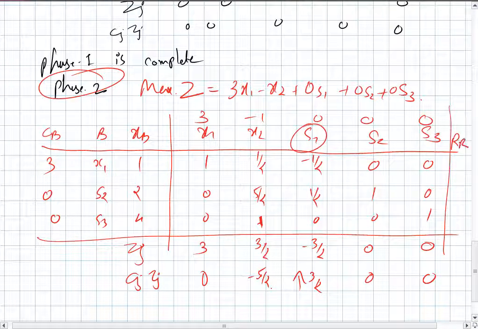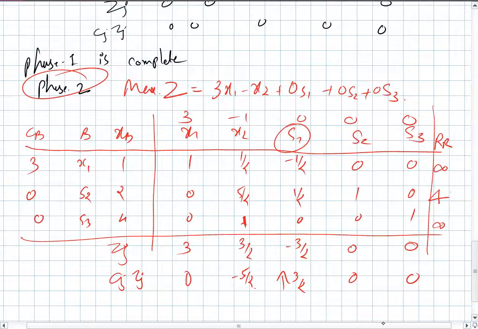Now identify by the replacement ratio which variable is leaving the basis. So 1 by negative, it is infinite, 2 by half, it is 2 times 2, that is 4, and 4 by 0 it is infinite. So the minimum value is 4. So the corresponding variable S2 will leave the basis, and we are having this entry as the key element. So we have to make that one 1 and these two entries 0.